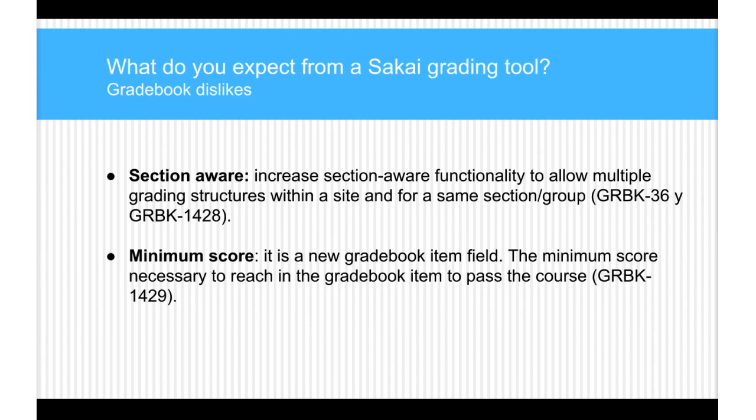One is section aware. We have a huge problem with that. We could discuss that later. This is just an introduction. And then also the possibility to have a minimum score on some gradebook item to be able to pass the course. For example, having a final exam with a minimum threshold, because otherwise some people, if you do the sum of all the grades, will be able to pass the course without needing to pass that exam.